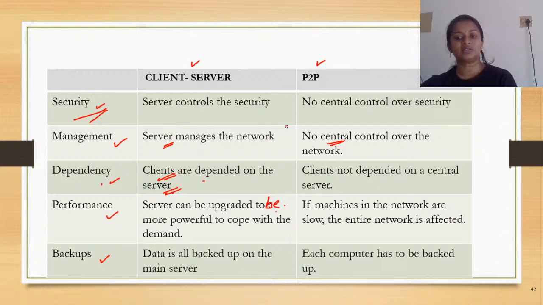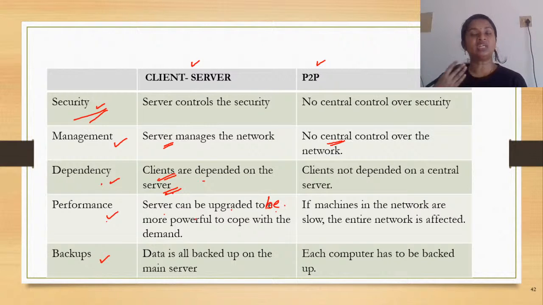But when you're considering the peer-to-peer network, if any machine in the network gets slower, what happens? The entire network gets affected, and hence the performance of the entire network gets affected here. Is the idea clear? So when you're talking about a client-server architecture and performance, what you need to take care of is definitely the server machine, and if you need to increase the performance, the server has to be upgraded.